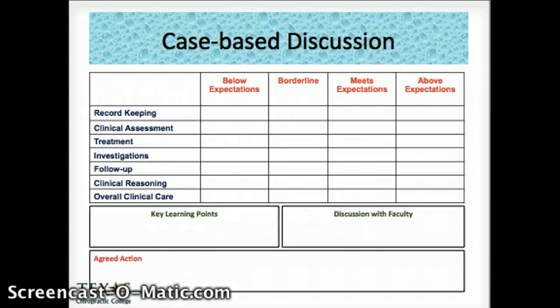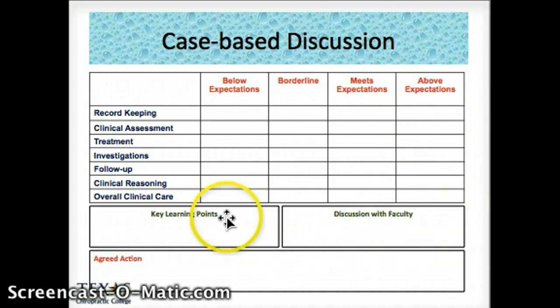An example of a case-based discussion chart would look like this. We'd be looking at record keeping, clinical assessment, treatment, investigations, follow-up, clinical reasoning, overall clinical care, under this rubric of borderline or below expectations, borderline, meets expectations, or above expectations.